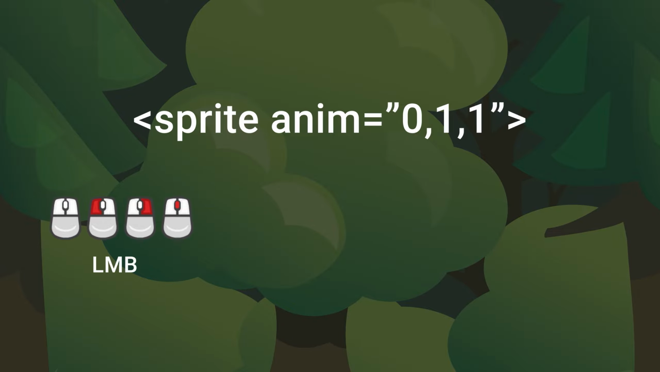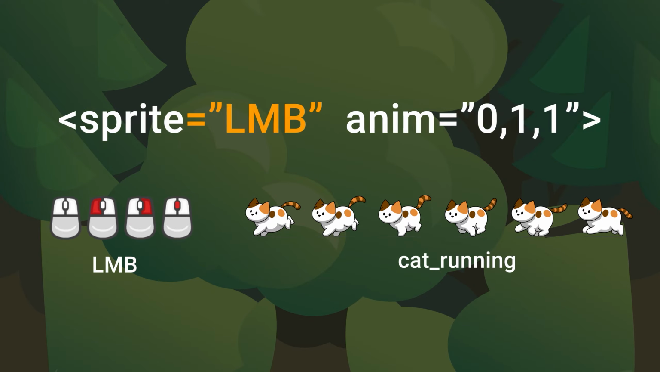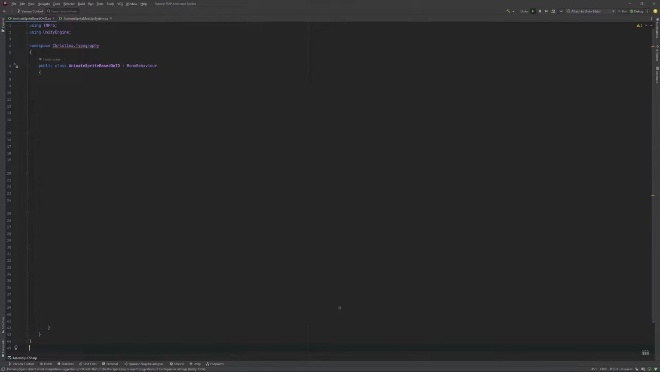If you're using multiple sprite sheets, for example working with button prompts for multiple devices as explained in this video, you can tell your animation to pick a sprite to animate from a dedicated sprite sheet by extending the tag like this. Let's build a system to help us automate picking the correct sprites.